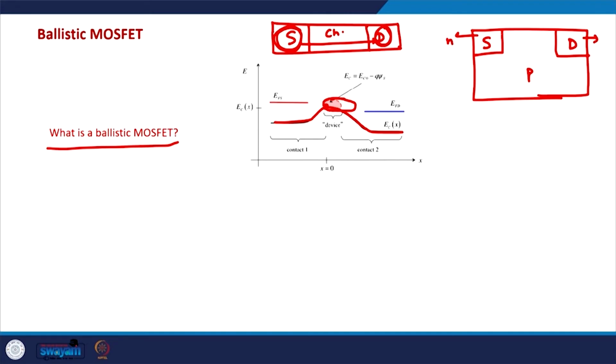So, in a way there is a p-n junction at the source and the channel region, and there is a p-n junction in this region, and depending on the doping of the channel and the contacts, this depletion width will be there. So, the actual active region of the MOSFET is this region, and this is what is shown here. This is the active device region in the MOSFET, and in this region there is no scattering.